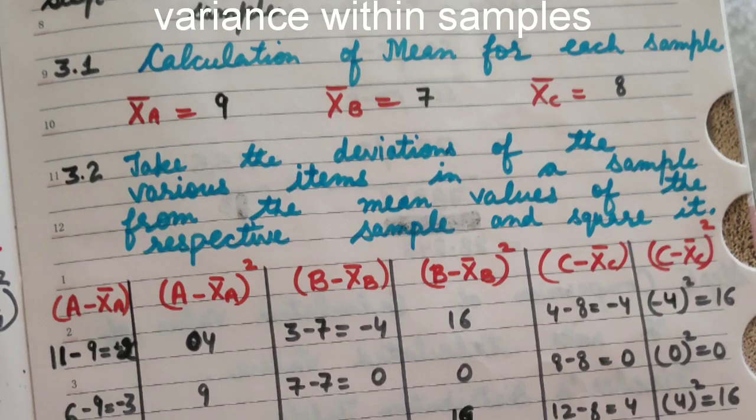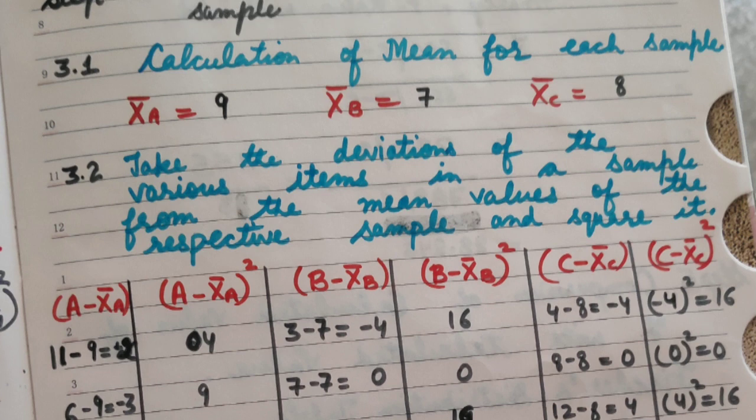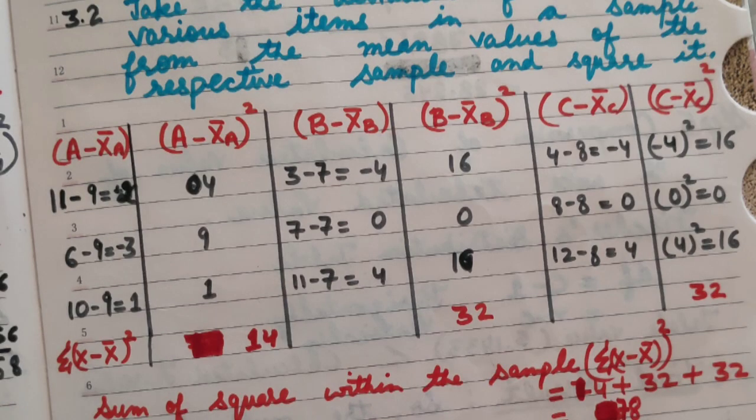Now calculate the variance within samples. For this, calculate the mean for each sample. Take the deviations of the various items in a sample from the mean value. Then square it and take the sum of squares within the samples by adding these three columns from the table.